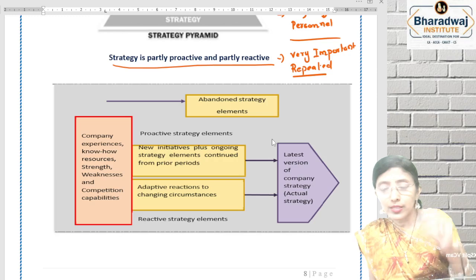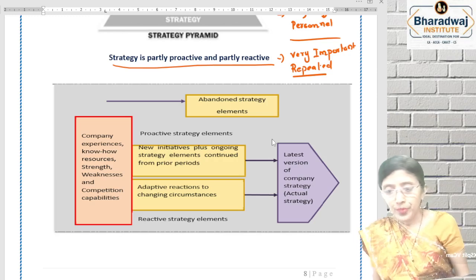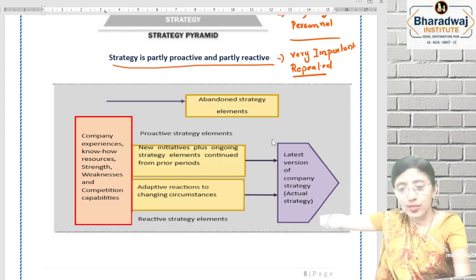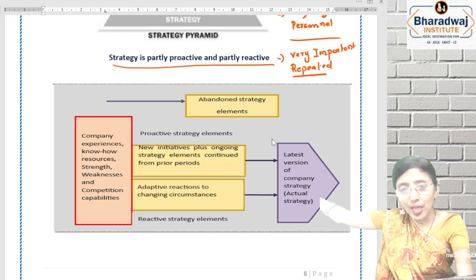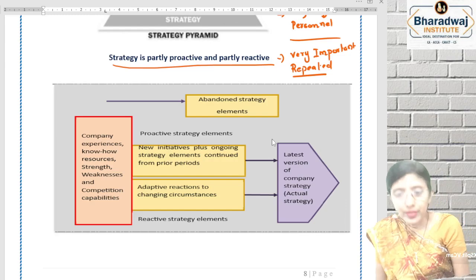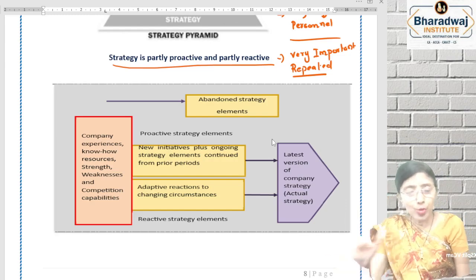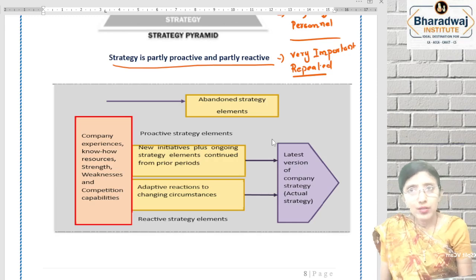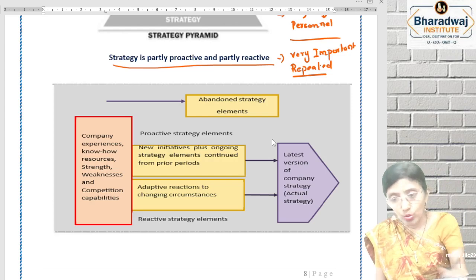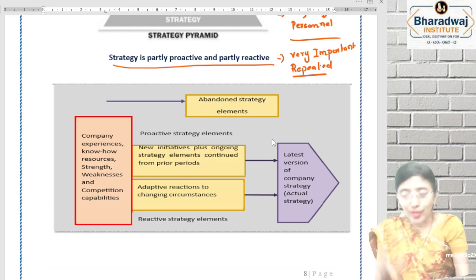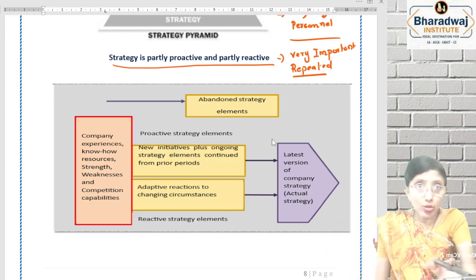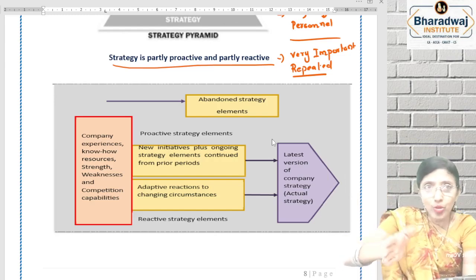Now, what it tells you is, we begin with formulating a strategy with the company's resources, our own strengths, weaknesses, capabilities, all this. We start a strategy based on what I have. And the difference between proactive and reactive is you're responding to the situation. So based on this, you come with a proactive, already well-designed strategy. But in the course of implementation, you have to be flexible.